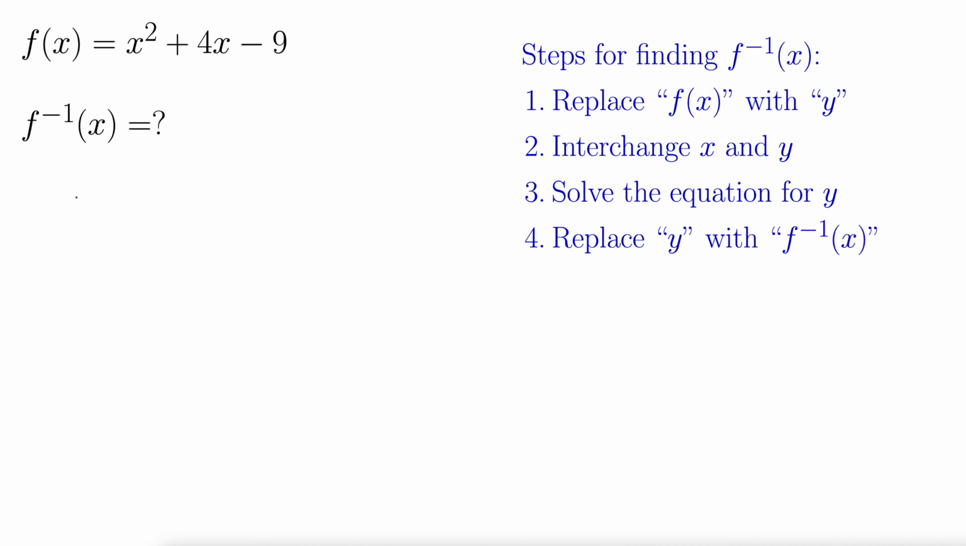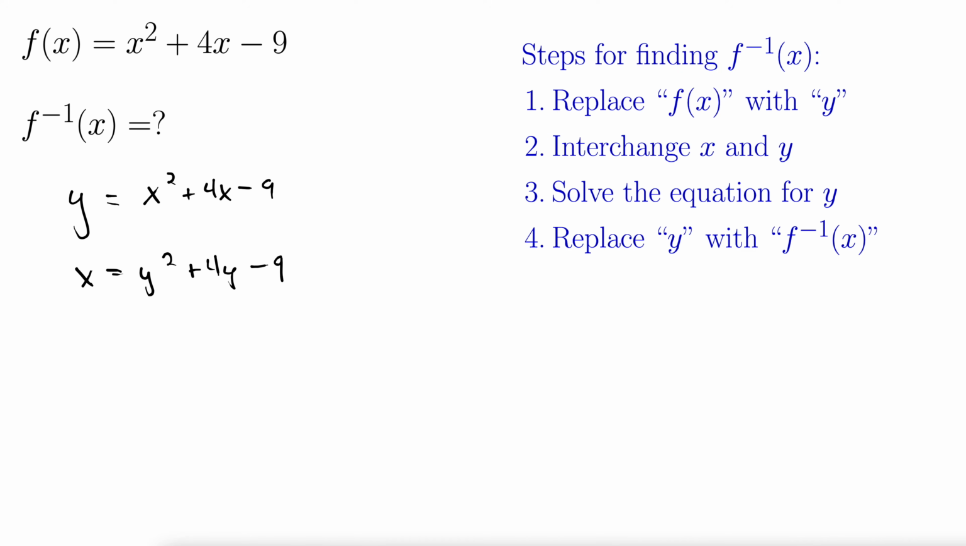Okay, so the first thing we do is replace f of x with y. So we have y equals x squared plus 4x minus 9. Next we swap x and y, so x equals y squared plus 4y minus 9. And then we want to solve this for y. But if you look at it for a little bit, unless you know exactly what to do here, it can be pretty challenging to solve that for y. And you may want to pause the video and play with it a little bit, see if you can solve this equation for y.